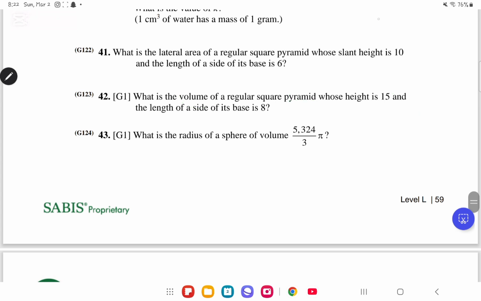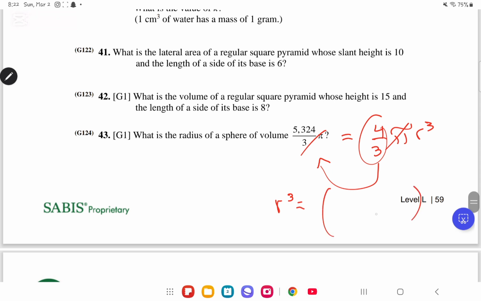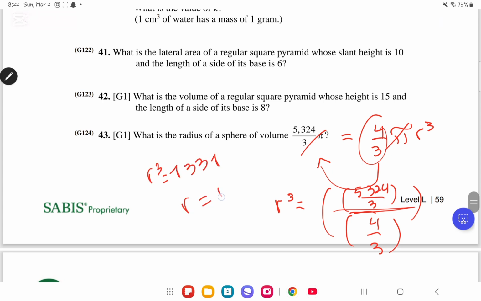Now we move on to question number 43. What's the radius of a sphere of this volume? You know that the volume of a sphere is 4/3 pi r to the power of 3. So you cancel pi and pi. Then you divide these two by each other, and you're going to get that r to the power of 3 is 5324 over 3 divided by 4 over 3. You put it on the calculator, and you are going to get that r to the power of 3 is 1331, so then r is equal to 11. Very simply, that is our answer.